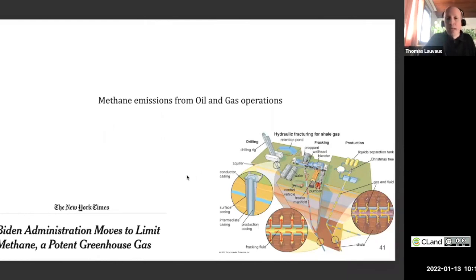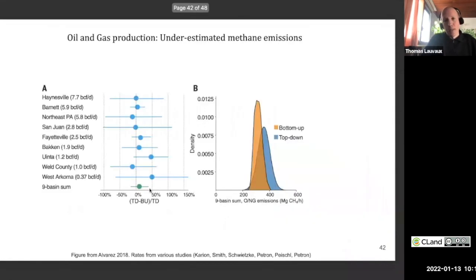It's so big and so much concern because the installations are billions of dollars invested in massive infrastructure. We start to doubt that these infrastructures are perfect. They might leak. And the Biden administration moved to limit methane. So why suddenly that move by the administration?